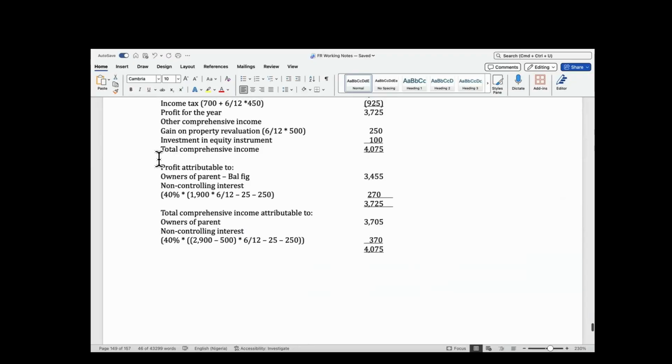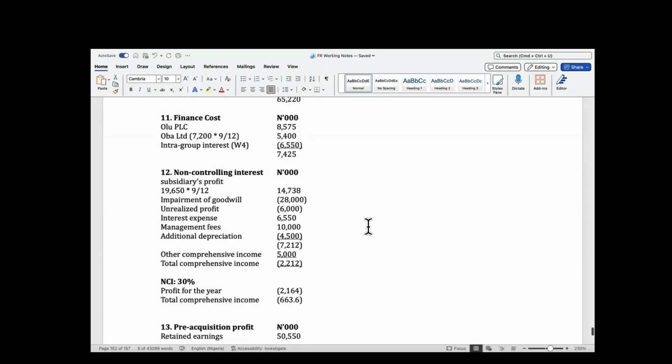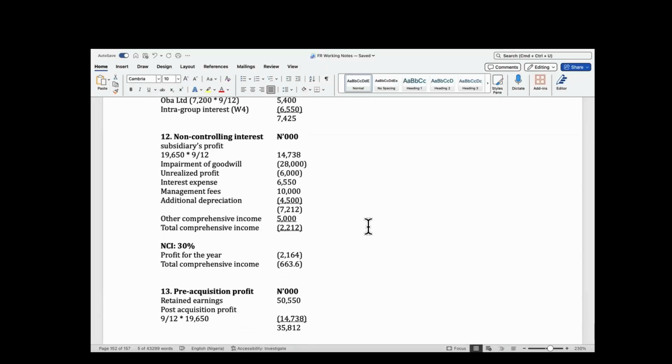I used to do profit attributable to NCI. This one, they will adjust the profits and all that. Because here there are more than up to 4 adjustments, it's better to just work it out first. So first, I got the subsidiary's profits, since the NCI share is always on the subsidiary's profit, not on the group profit.